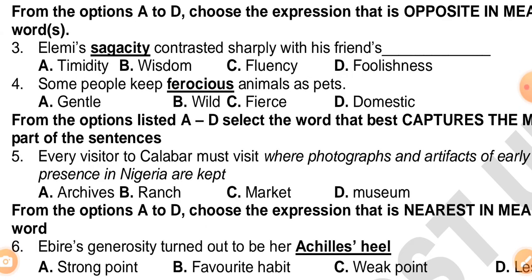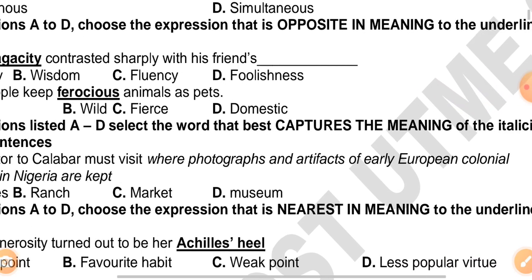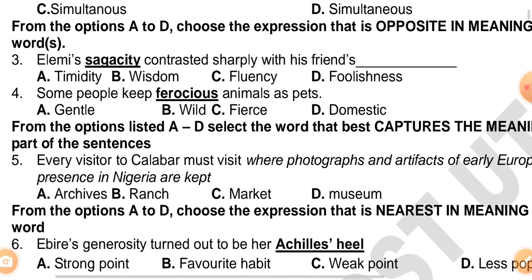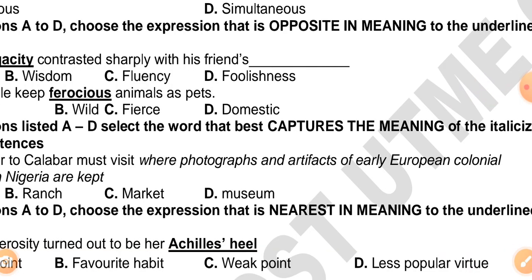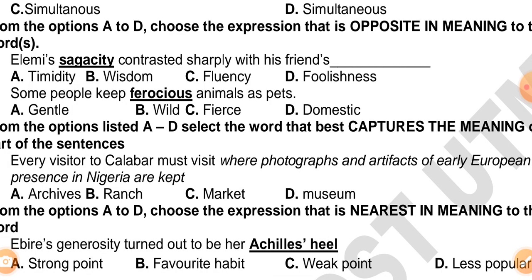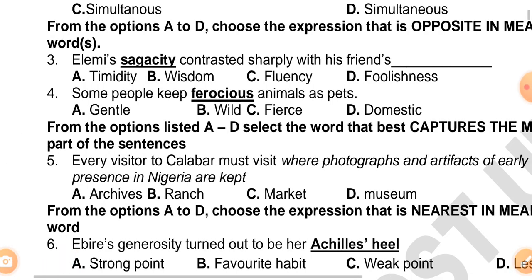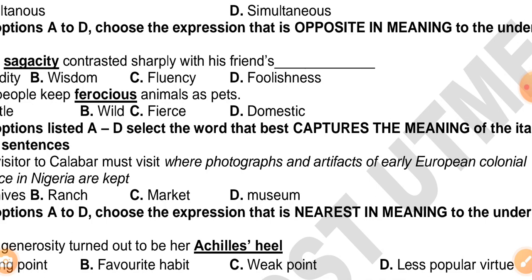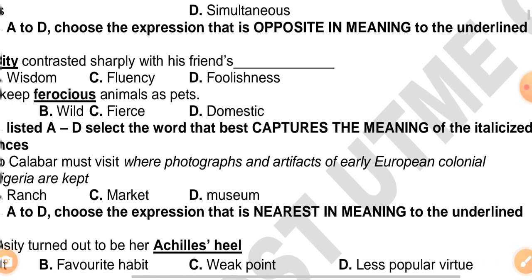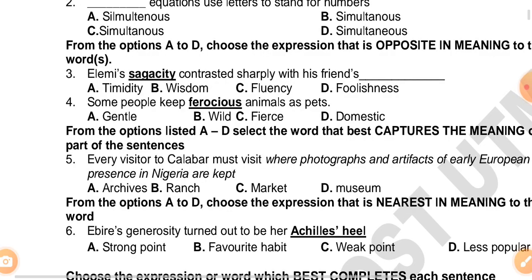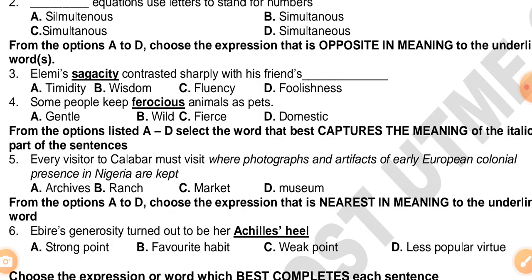Every visitor to Calabar must visit, italicized, where photographs and artifacts of early European colonial presence in Nigeria are kept. Where is that place? Is it archive? Is it ranch? Is it market? Or is it museum? Where those things are kept are called, is it archives? Is it ranch? Is it market? Or is it museum? The answer is what?